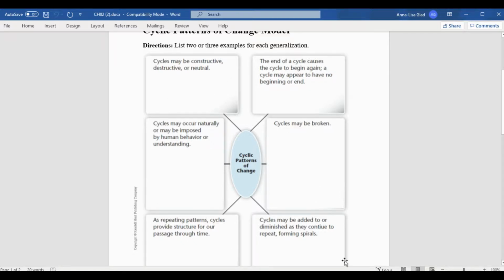So again, first pick your generalization or go through the poems, and the one that sticks out to you most as a cyclic pattern of change, do that, and then pair it with these generalizations. Then you're going to go to page 91 and give me your introduction of what generalization you have chosen and which poem illustrates that. And then using evidence from the poems, you're going to give your reasons.